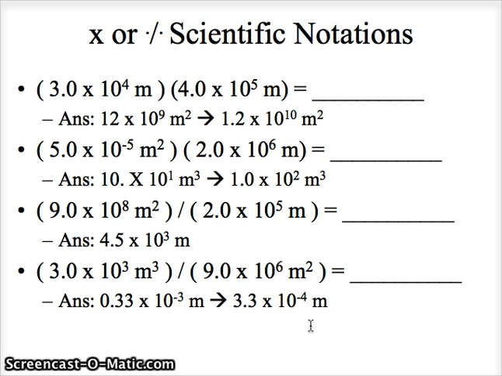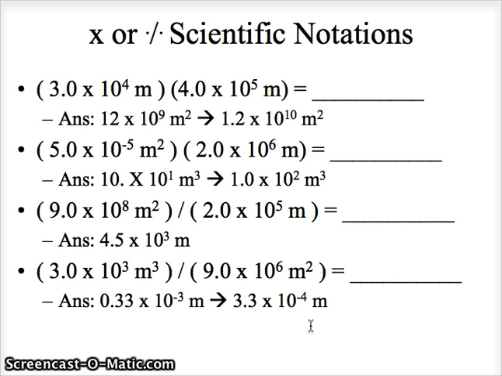When we're dividing, very simply, 9.0 divided by 2.0, we get 4.5. Write that down. Then we take the exponents and subtract them. Times 10 to the 8 minus 5 gives us 3, so times 10 to the third. Meters squared divided by meters. We divide the units. We treat them as a separate entity, so it's meters squared divided by meters, giving us only meters, because one of the meters from the meter squared cancels out.